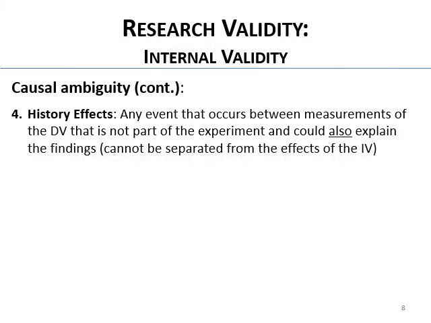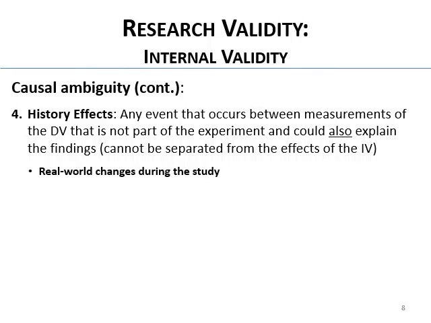So then there's history effects, and this is the one we were talking about when I brought up the example of a motorcycle safety program. So a history effect is any event that occurs between measurements of the dependent variable, and it's not part of the experiment, so you didn't do this on purpose. But these things that occur could also explain the findings that you get, because you can't separate them from the effects of the independent variable.